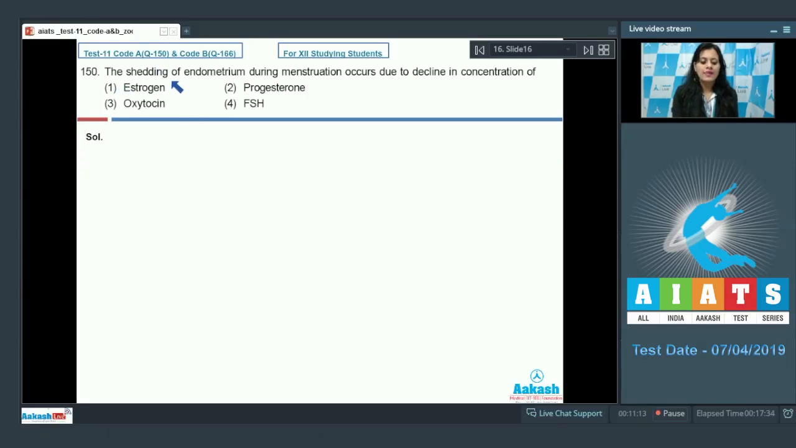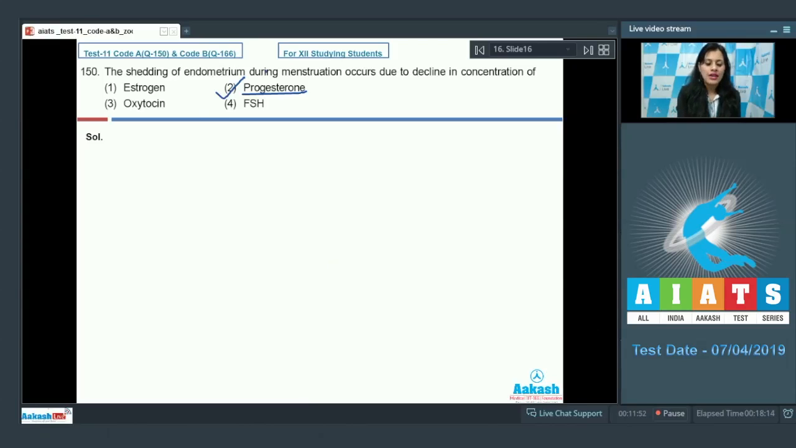Question number 150. The shedding of endometrium during menstruation occurs due to decline in concentration of, and the options are option number 1, estrogen, option number 2, progesterone, option number 3, oxytocin, and option number 4, FSH. And the correct answer to this question is option number 2, progesterone. Decline in progesterone level leads to shedding of endometrium, resulting in menstruation. So the correct answer is option number 2.